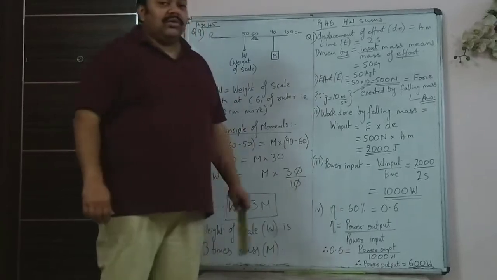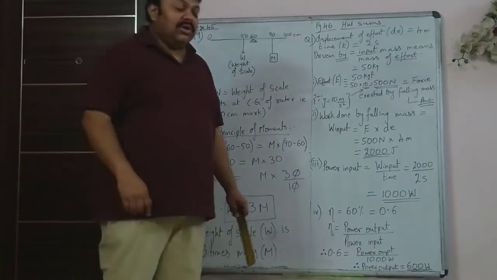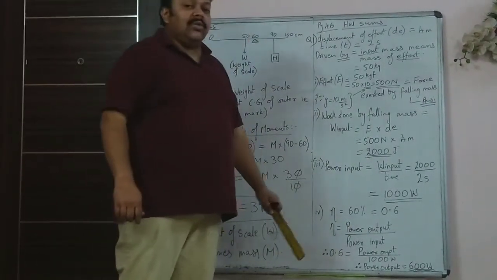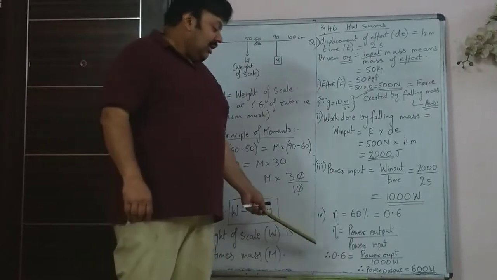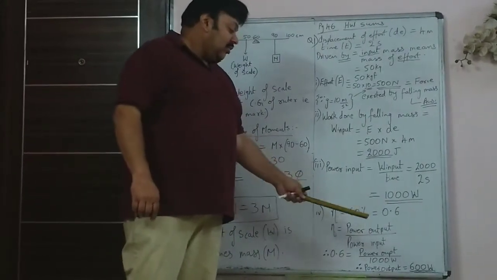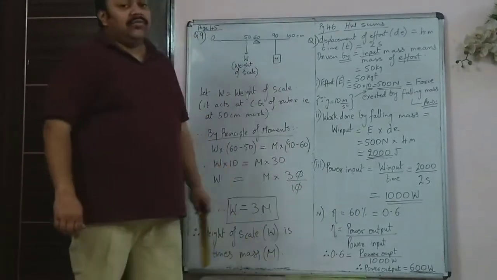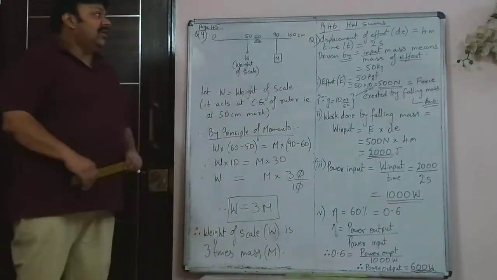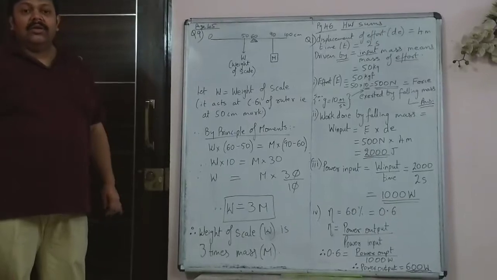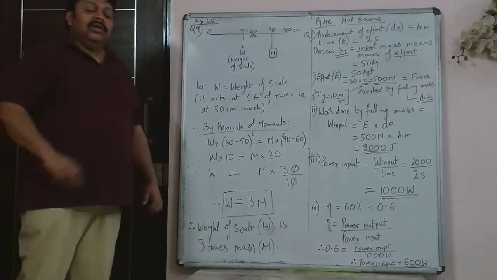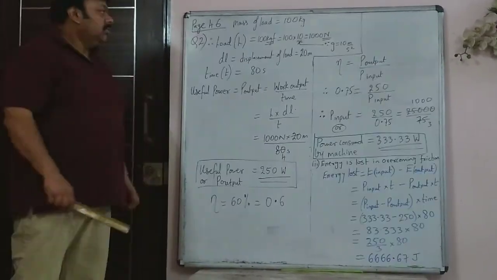So directly, instead of work output upon work input, you can use power output upon power input and write that power output would be 1000 into 0.6, that is 600 watt. I'll do one more sum on levers, then we'll go on and see a few sums on pulley. The rest we will be doing in Zoom.